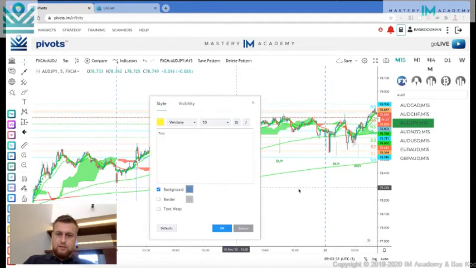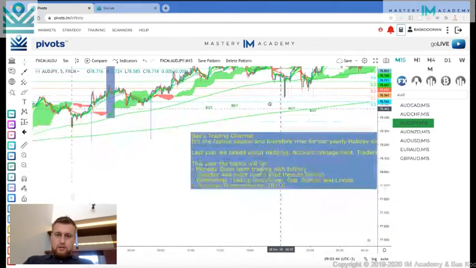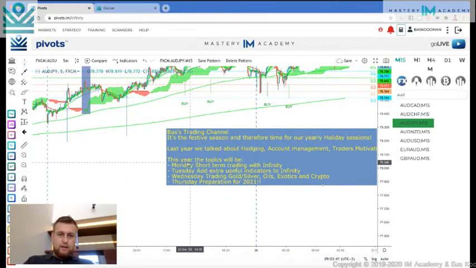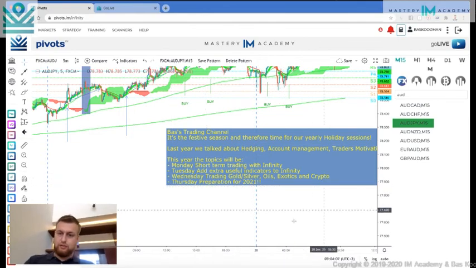So this is basically the schedule today. Today we discussed short-term trading with Infinity. Tomorrow we will add extra useful indicators to Infinity. Wednesday we are going to look into how to trade gold, silver, UK oil, US oil, exotics and crypto. And on Thursday we're going to prepare for 2021.